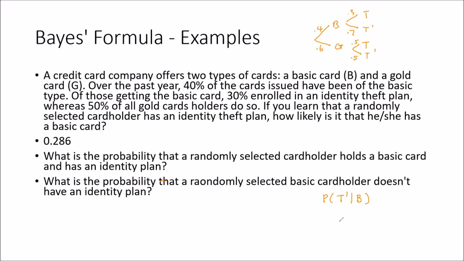And then you ask yourself, is this a posterior probability? If it's posterior probability, then you should use Bayes' rule. Here you condition on B, and we're looking for the probability of T prime. So it is not a posterior probability, okay? So you don't need to use the Bayes rule. In fact, this is simply 0.7 from the tree. That's what 0.7 means. It's a conditional probability of T prime given B.